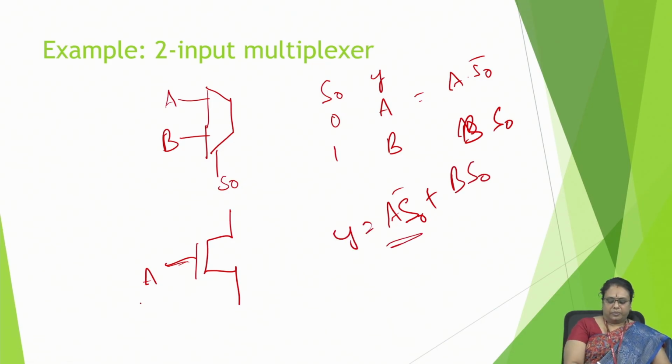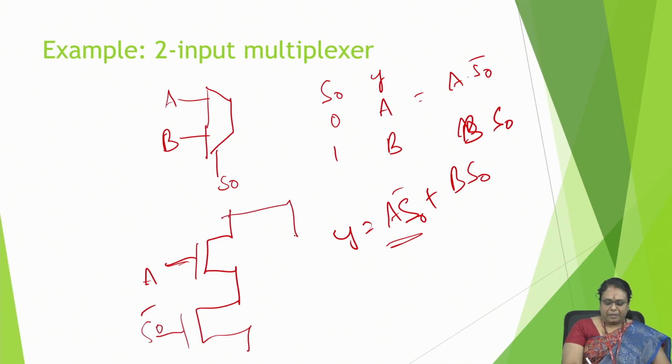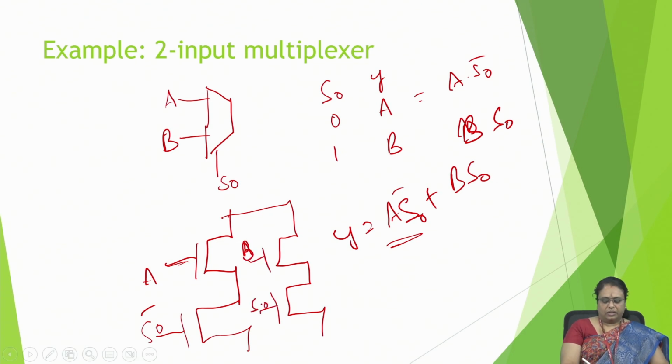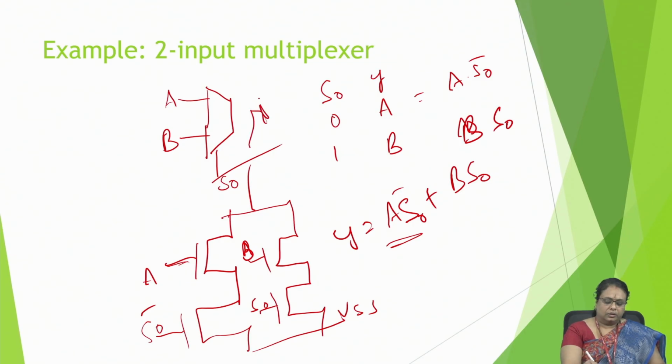And simply put A in series with S0 bar, and simply in parallel with these two, B into S0, and exactly complementary at the pull up side. And this will be your VSS, and here this will be your pull up, exactly complementary of it. This is how we can simply implement it.